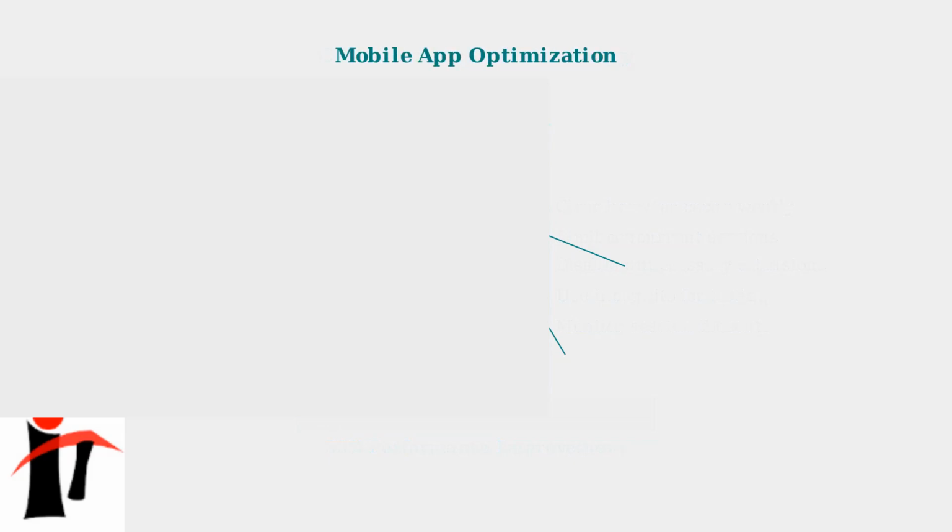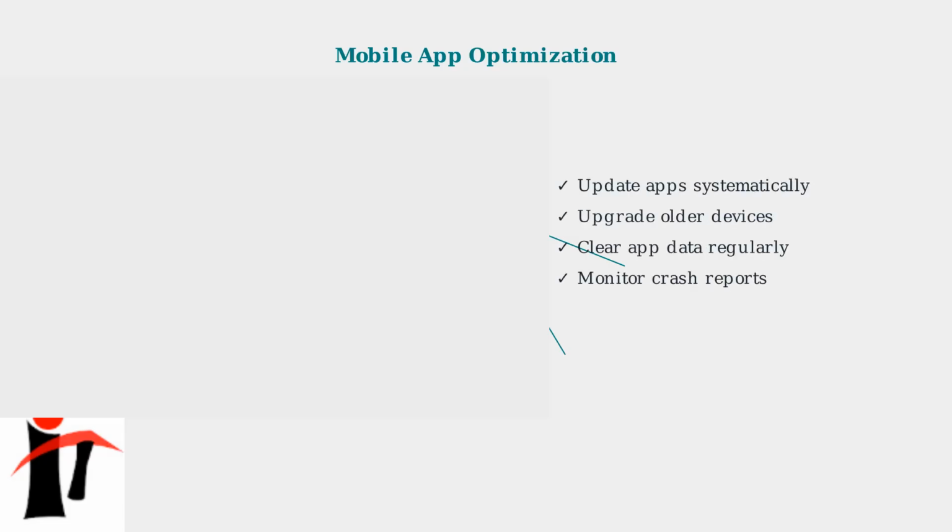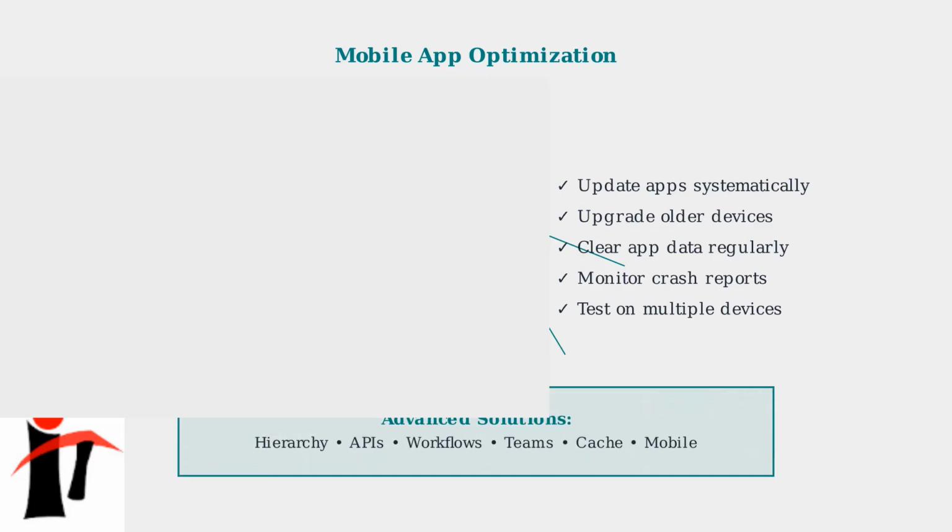Mobile app crashes significantly impact productivity for teams managing social media on mobile devices. Systematic device and app update management prevents most mobile issues. These advanced troubleshooting strategies address the root causes of Meta Business Suite issues, providing long-term stability and improved performance for your business operations.